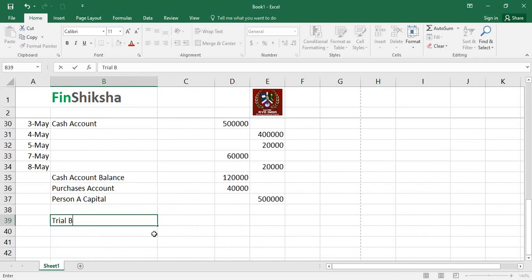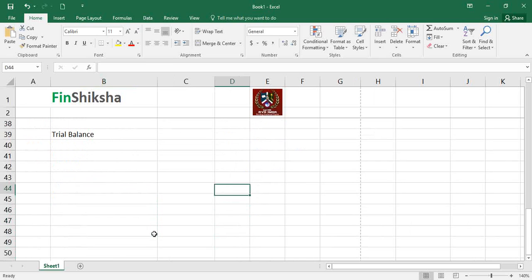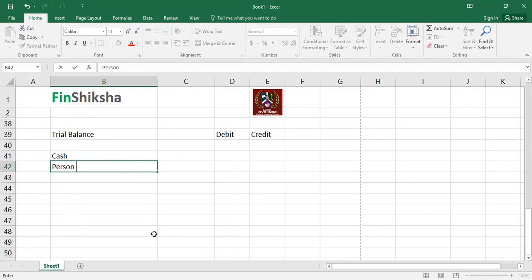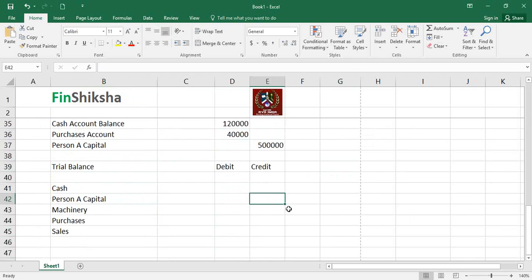Now when we create a trial balance out of it, a trial balance is going to have all these account headers, and it will have a debit and a credit, and the debit should match the credits, right? So let's put cash, person A capital, machinery, purchases, and sales. Let's put in the credit entries first. We know person A capital 5 lakh is credit and sales 60,000 is credit, right?